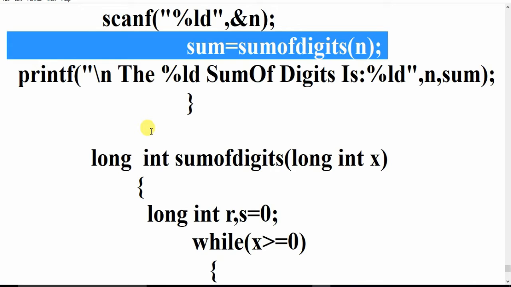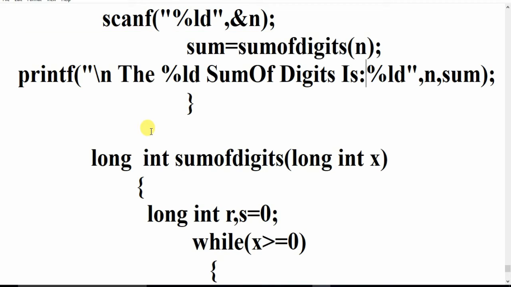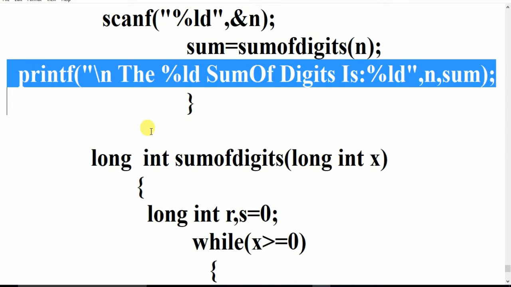That 18 is the sum of digits of the number 3, 4, 5, 6, that is, 3 plus 4 plus 5 plus 6, which is 18, and that is what we are printing. The printf says: the sum of digits of percentile LD, sum of digits is percentile LD, n comma sum. What is n here? The 3, 4, 5, 6. The sum of digits is percentile LD, which is nothing but sum here. So it is going to print 18. The sum of digits of 3, 4, 5, 6 is 18.